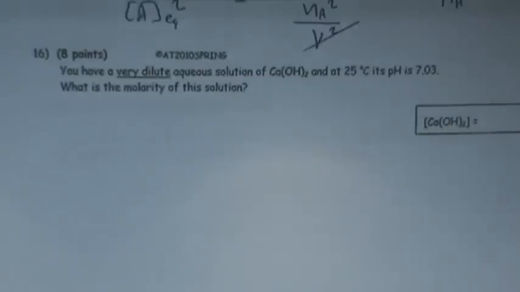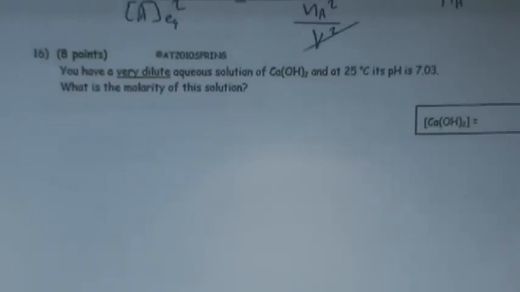Very dilute. That means it's almost water. And water at 25 degrees is 7. So it has to be very close to 7. Now it's basic, so it has to be larger than 7. Okay, 7.03 makes sense. Right? That value makes sense for a very dilute solution of that strong base.